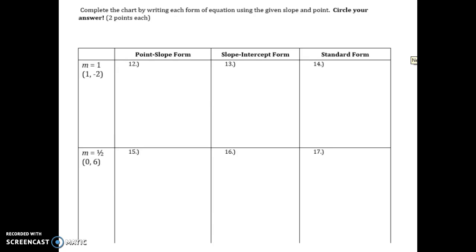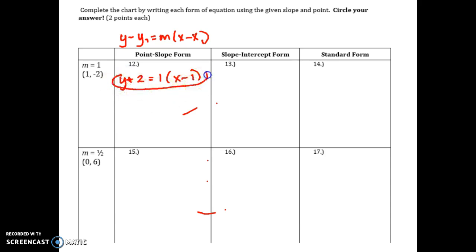Now, we're going to have some of these on the assessment as well. So we start in point slope form, which should be really easy by this point. We're going to take the point and the slope and put it in point slope form: y minus y sub 1 is equal to m times x minus x sub 1. When we do that, we've got y plus 2 is equal to the slope times x minus 1. So there's our answer for that first one.